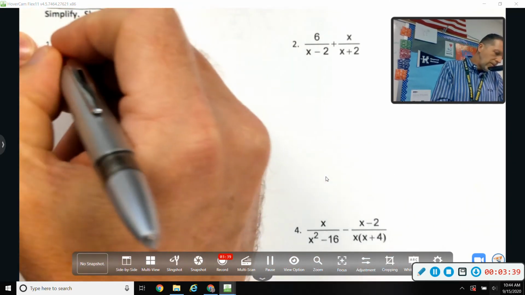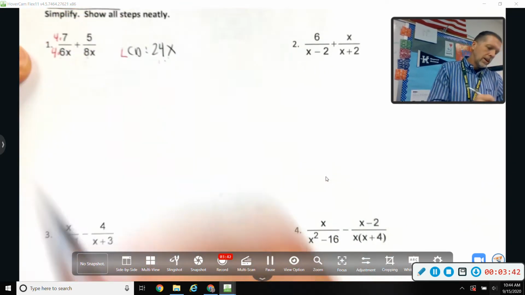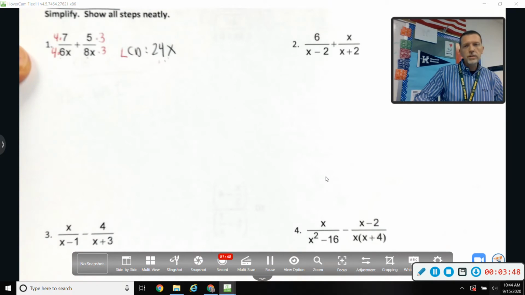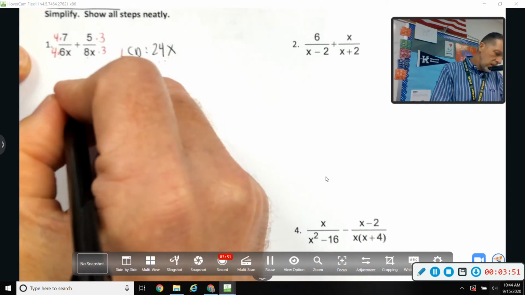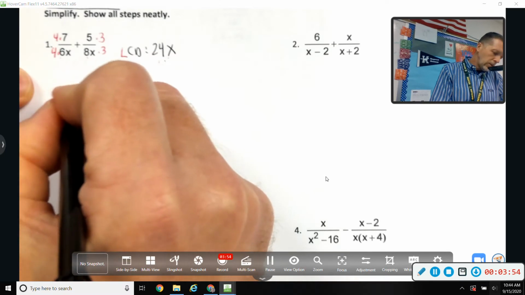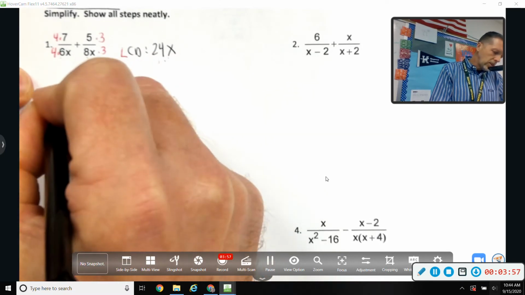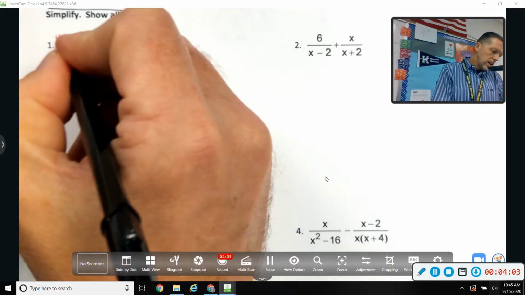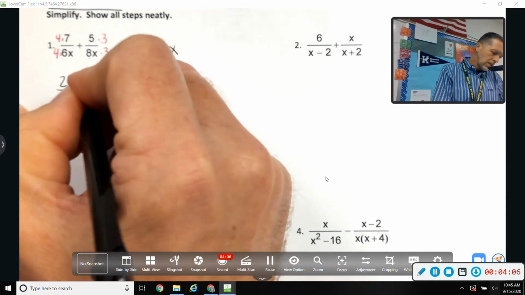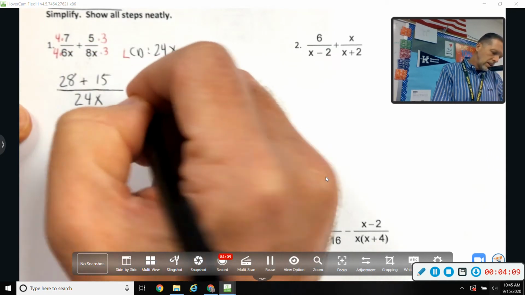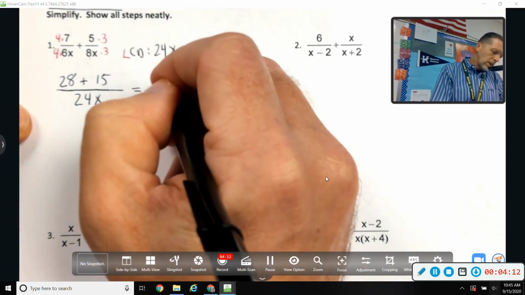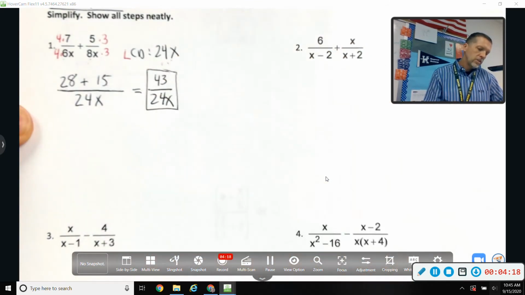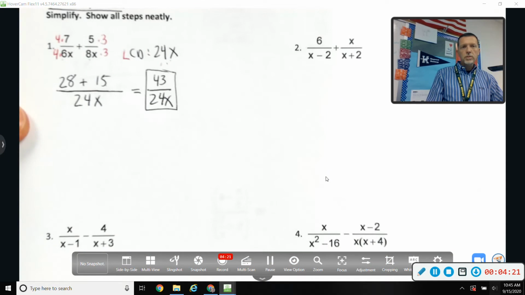So this first one needs a 4. Whatever you do to the bottom, you've got to do to the top. Second one needs a 3 to get to 24. Again, whatever you do to the bottom, you've got to do to the top to make them match. So both denominators are now 24x. In fact, you can be lazy and just write it as one denominator, because that was the point all along, to get one denominator. The top is now 4 times 7 is 28. 5 times 3 is 15. So 28 plus 15 is 43 over 24x. That doesn't reduce, but we should always look just in case. So we're done with number 1.